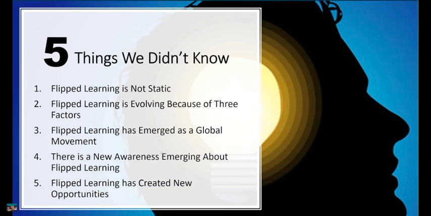As we look at Flipped Learning 3.0, we discover there's 5 key tenets. Number 1, flipped learning is not static. Number 2, flipped learning is evolving because of 3 key factors. Number 3, flipped learning has emerged as a global movement. That's kind of obvious with this group, isn't it? It's a new awareness emerging, number 4. And number 5, it's created new opportunities.